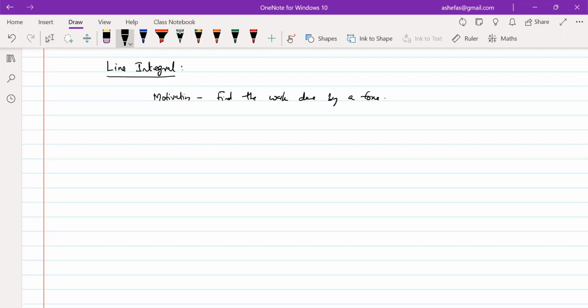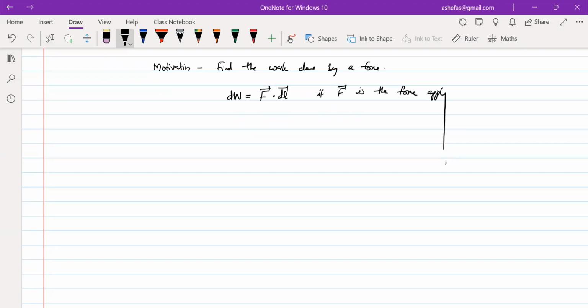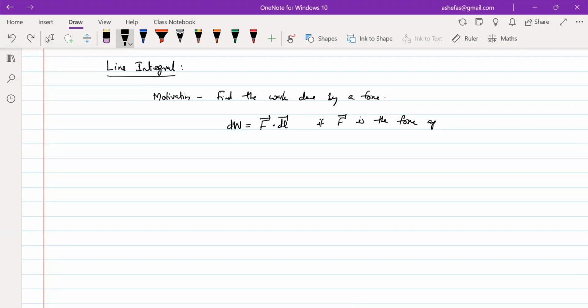So the work done or infinitesimal work done, we can say that it is the product of the force and displacement, or it is a dot product between the force and displacement. So if F is a force applied and dl is the displacement, then the work is defined like this: dW is equal to F dot dl.